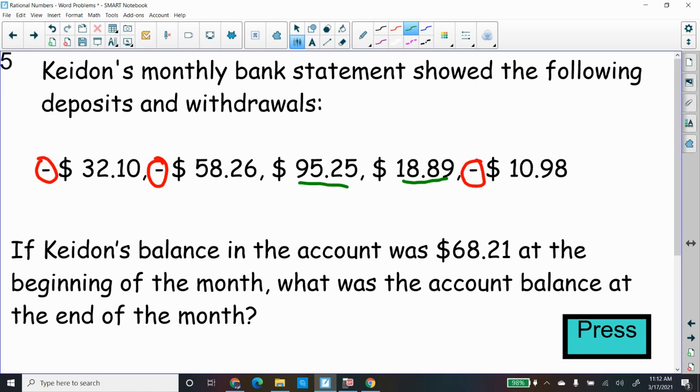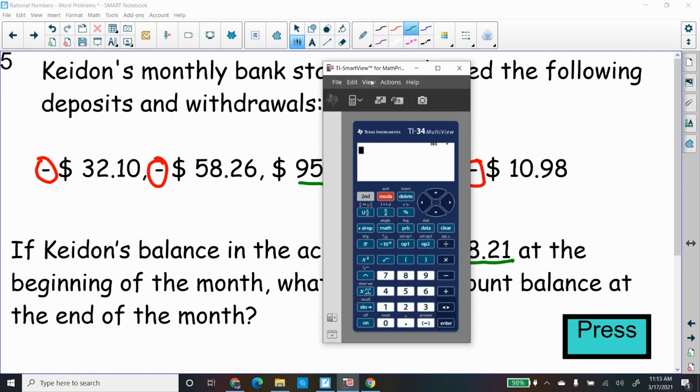Now it says if Caden's balance in the account was $68.21, and I'll put that in green because he had money at the beginning of the month. So what would be the account balance at the end of the month? So I'm going to do like my mother did when she got her bills together. She would just get all of her bills and all the checks that she wrote and add them all up.